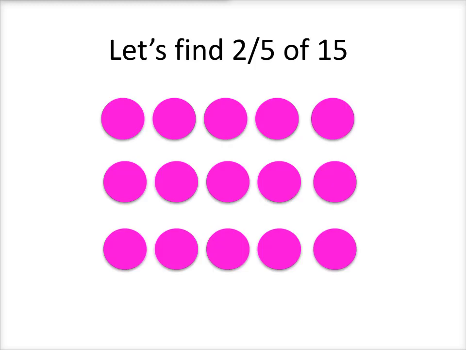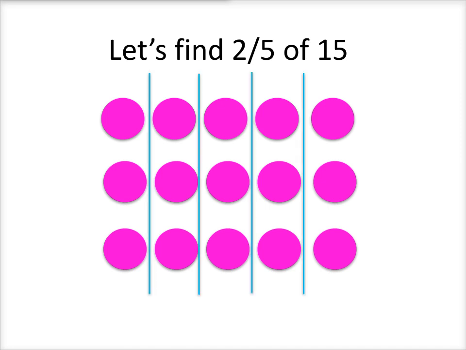What about if I want to find 2/5 of 15? This time my numerator is different. It's not a 1. This time I'll have to split 15 into 5 equal groups because the denominator is 5. But then I want to know what 2 of those groups are worth. So let's do that now. How many dots make up each group? Well, there are 3 dots in each group.